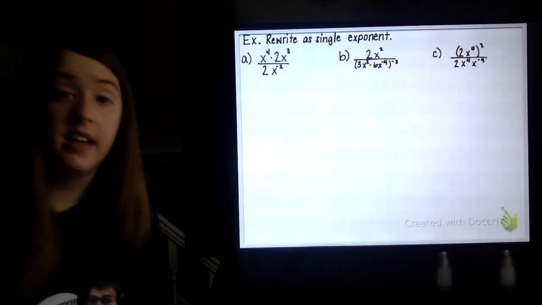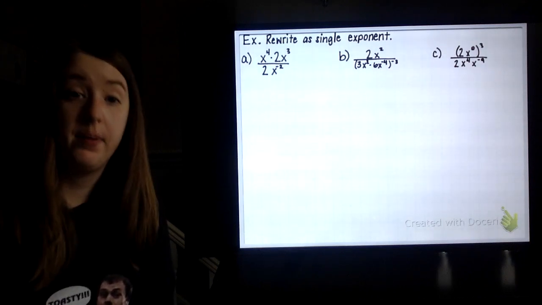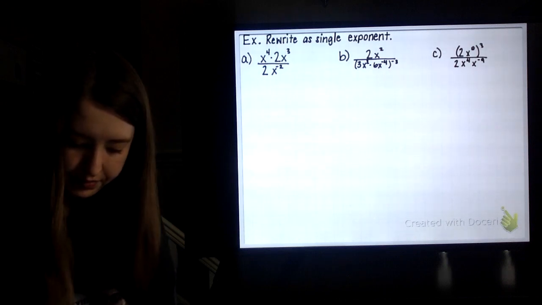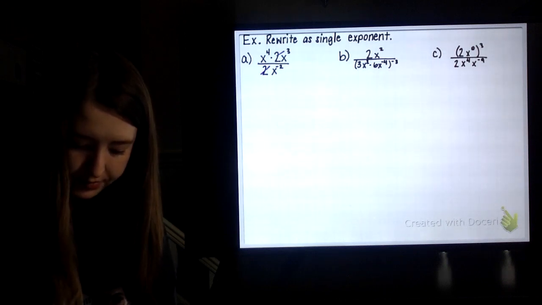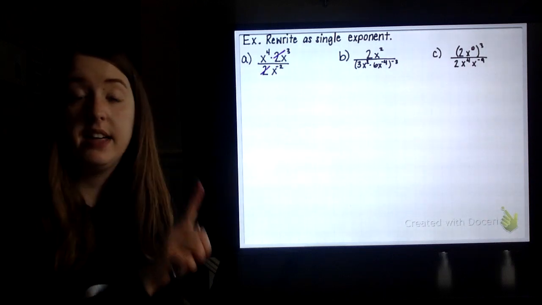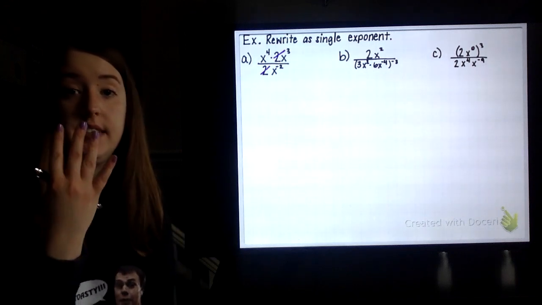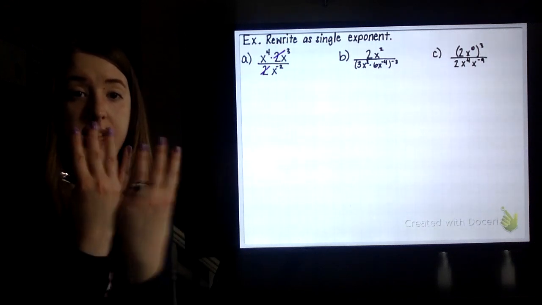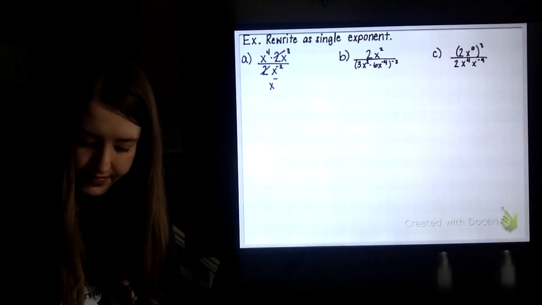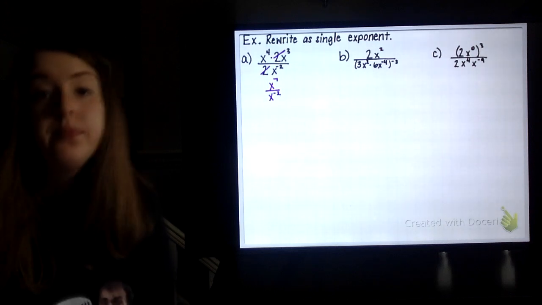Here's the first thing I would do on A. We've got a 2 on top and we've got a 2 on the bottom. Those 2's will divide away. Then I have x to the 4th and x to the 3rd on top. When I put those together, 4 x's and 3 x's together, that makes 7. So I'll have x to the 7th, and that's still over x to the negative 2nd.